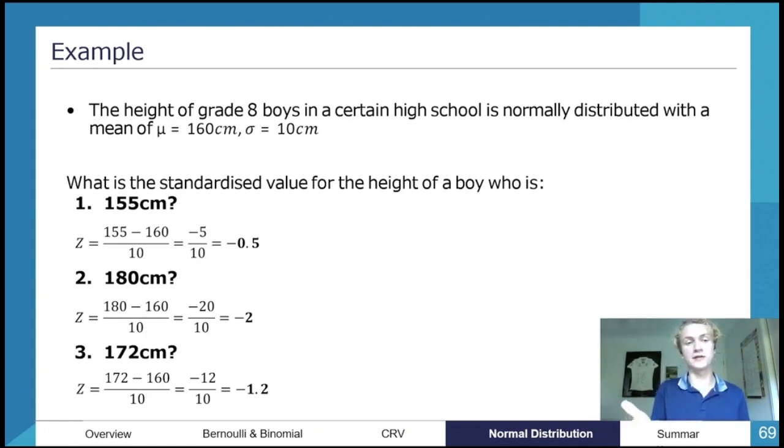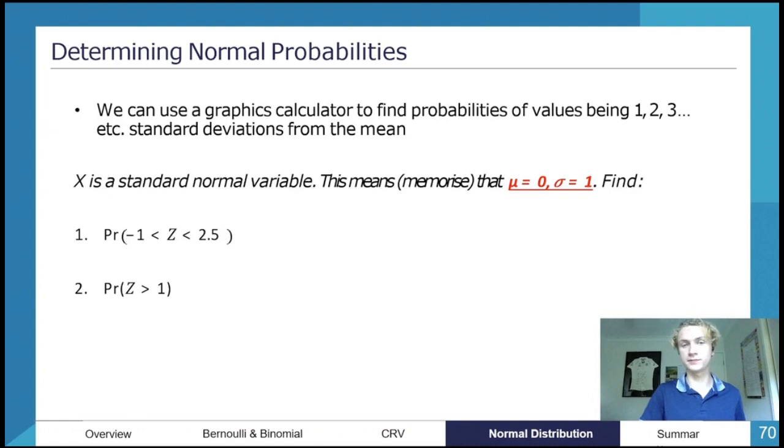And because these are all negative, that means that these boys are all below the mean, well, except for those last two. I've made a mistake there. I've got two negative signs when it should be positive. So that's my bad. These values should all be positive. So essentially z is how many standard deviations we are away from the mean.